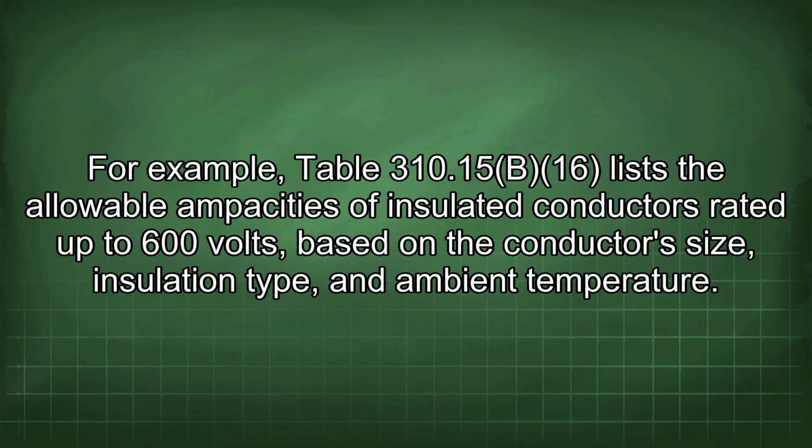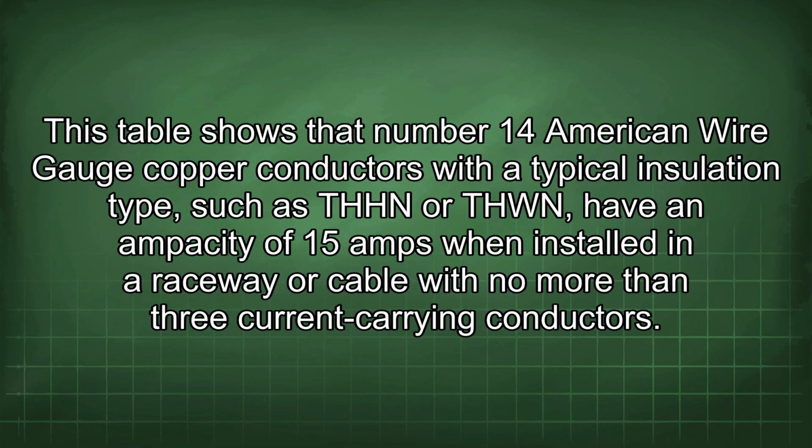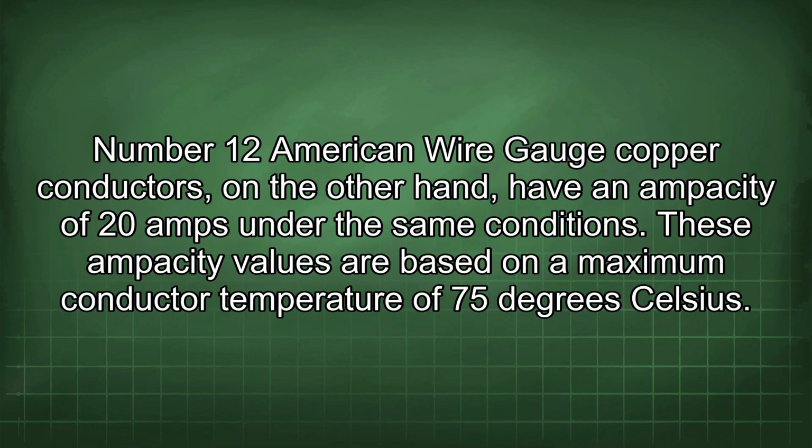This table shows that number 14 American wire gauge copper conductors with a typical insulation type, such as THHN or THWN, have an ampacity of 15 amps when installed in a raceway or cable with no more than 3 current-carrying conductors. Number 12 American wire gauge copper conductors, on the other hand, have an ampacity of 20 amps under the same conditions. These ampacity values are based on a maximum conductor temperature of 75 degrees Celsius.